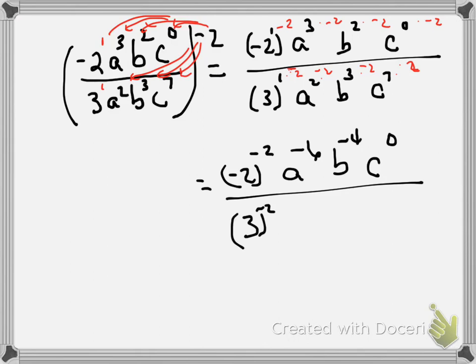And remember, this is in parentheses as well. The a is a negative times a negative, that makes -4. B has 3 times -2, that's -6. And c is 7 times -2, which is -14.